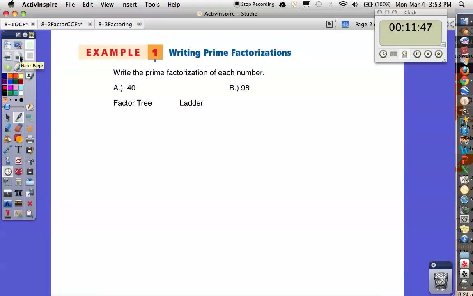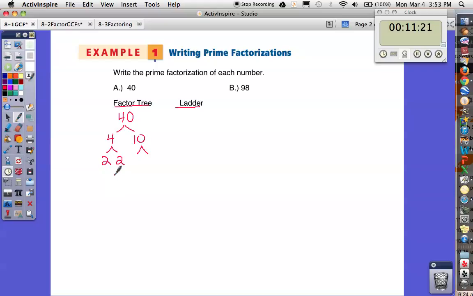So if we want to write the prime factorization of each number, you can break it apart, and you can either do a factor tree or you can do a ladder. We're going to do both on the first one. On B, you can do either method that you choose. A factor tree is where we start with the number and we break it up into any factors that you know. I might say 40, okay, maybe I did 4 times 10. Then break 4 up again. Where did 4 come from? 2 times 2.